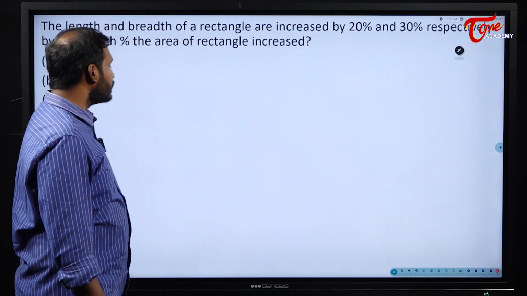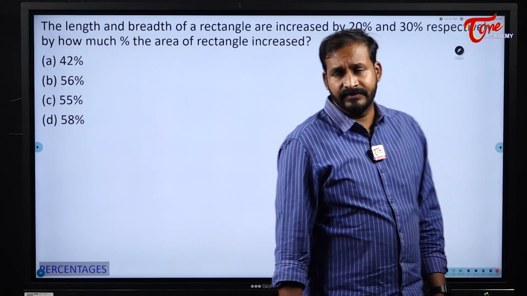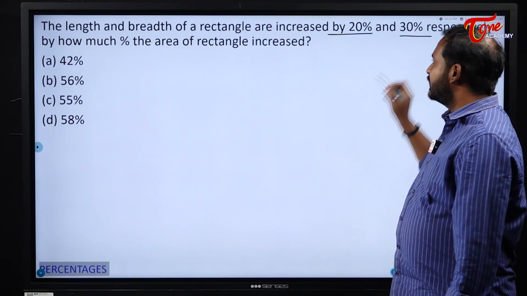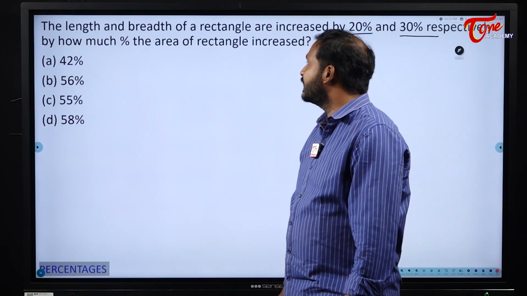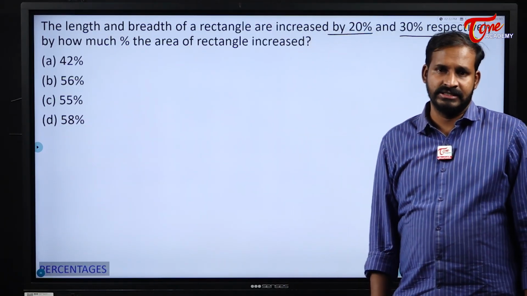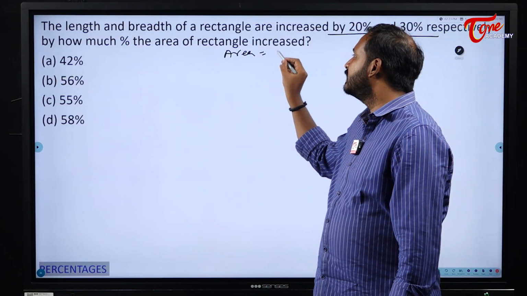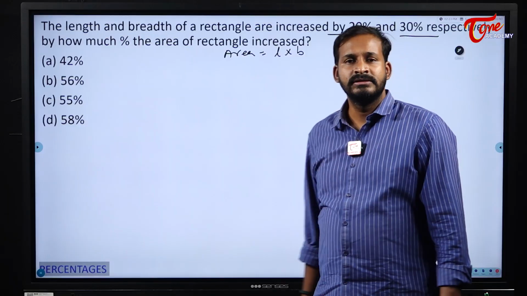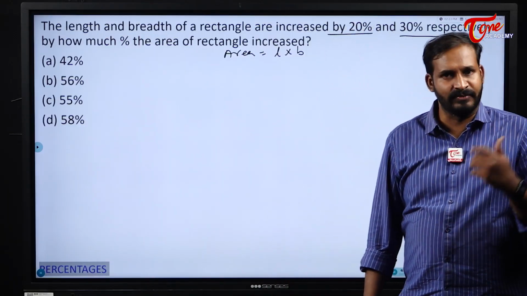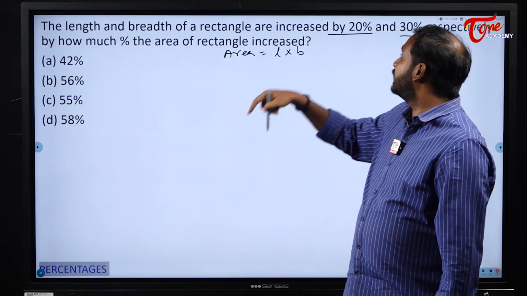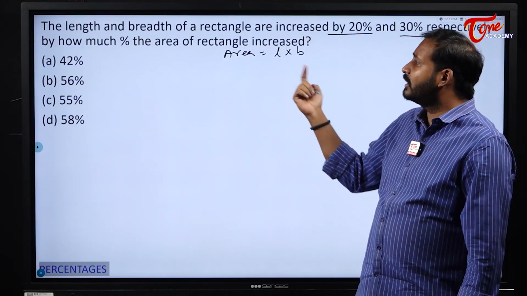Next one. See here, more or less the same thing. The length and breadth of the rectangle are increased by 20% and 30% respectively. By what percentage does the area of the rectangle increase? Now see here, what is the formula for area? Area of a rectangle is length into breadth, right? This is more or less similar to our last problem. So here both the length and breadth got increased.